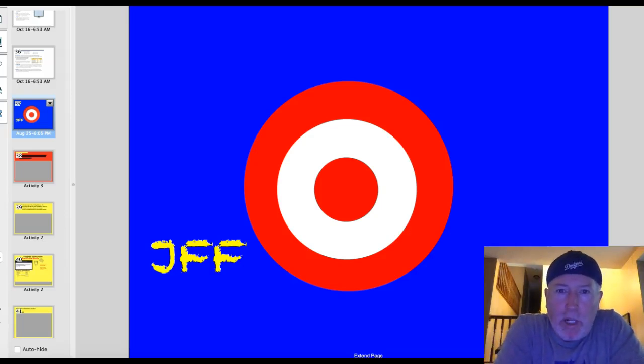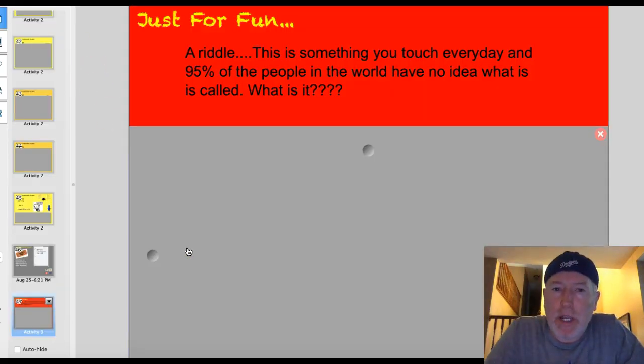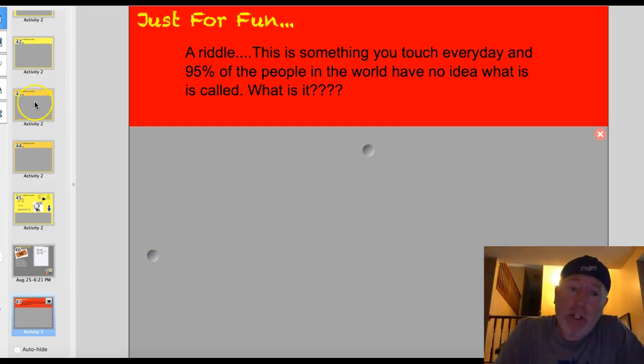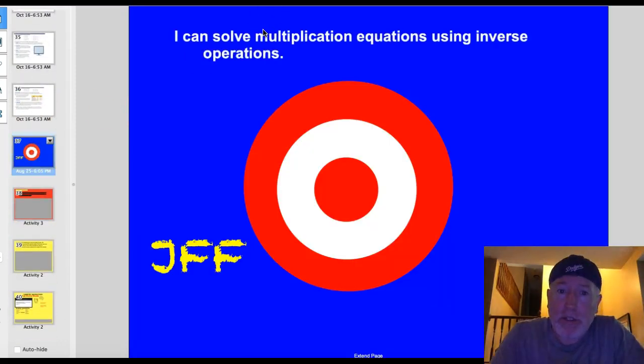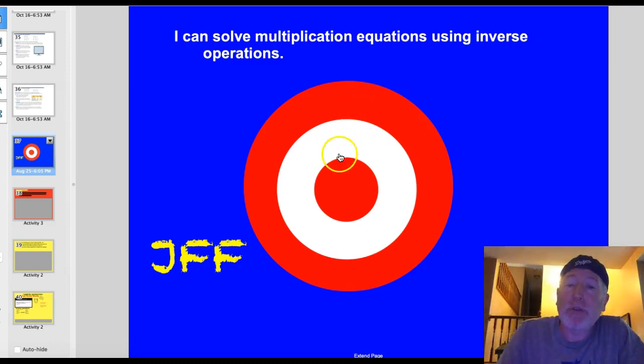Today we're going to be working on solving multiplication equations. Before we do that, let's take a look at our trivia question. It's a riddle today. This is something you touch every day, and 95% of the people in the world have no idea what it's called. What is it? We'll be back to the answer to that question tonight after our instruction. Tonight officially our target is I can solve multiplication equations using the inverse operation. So let's do this thing.